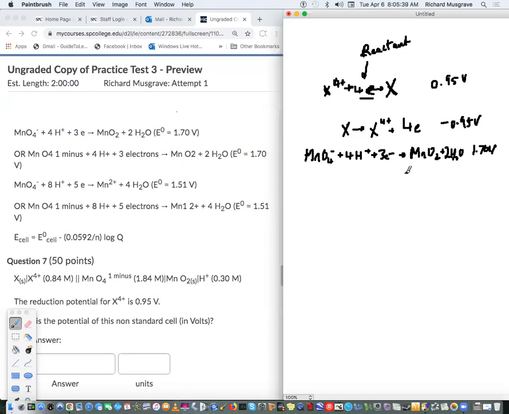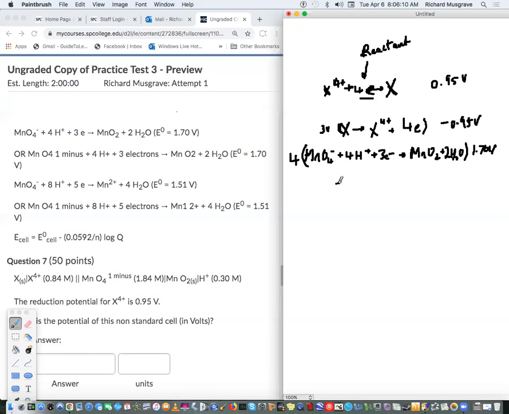So the next thing I would have to do is figure out what needs to be multiplied in order to make those electrons equal. And I'd have to multiply the top one by 3 and the bottom one by 4. See if we have any questions so far?